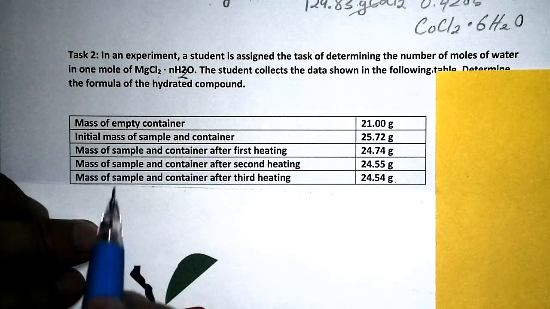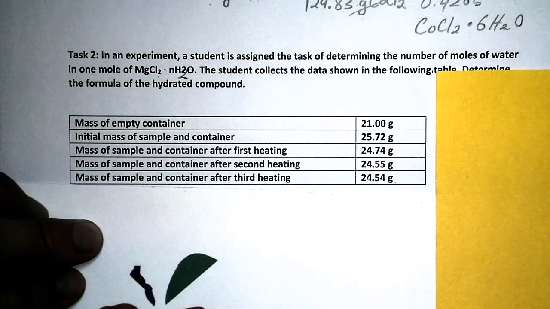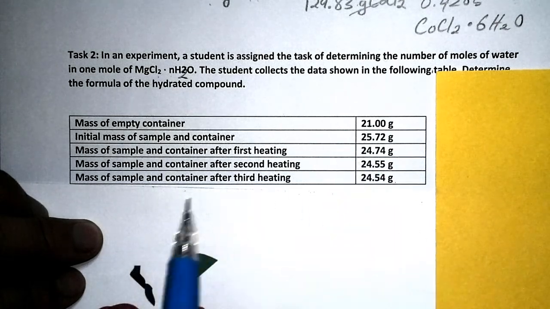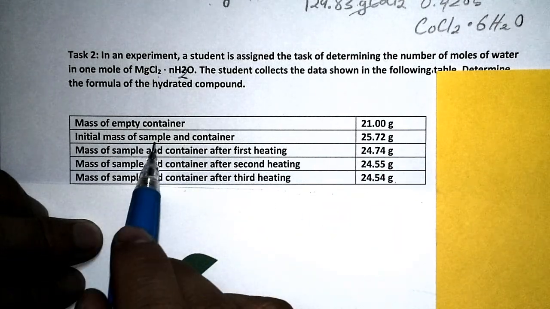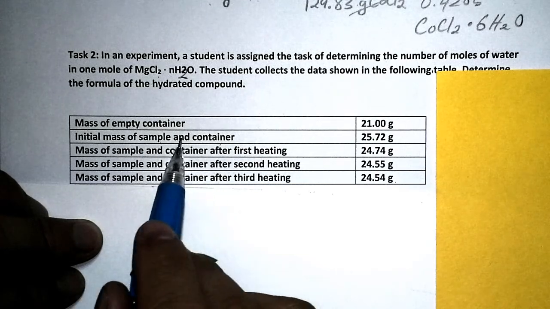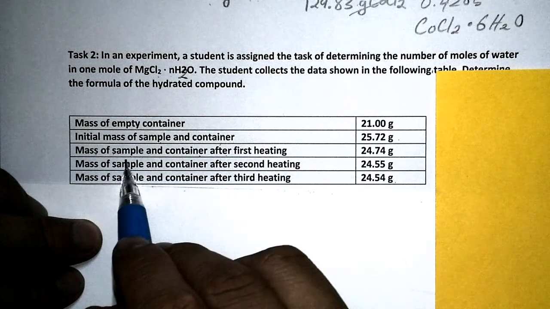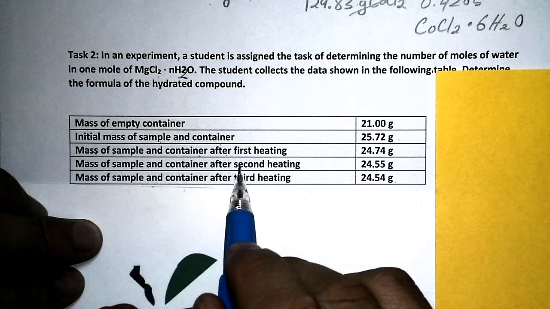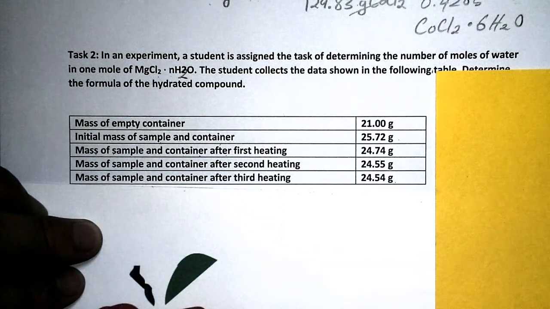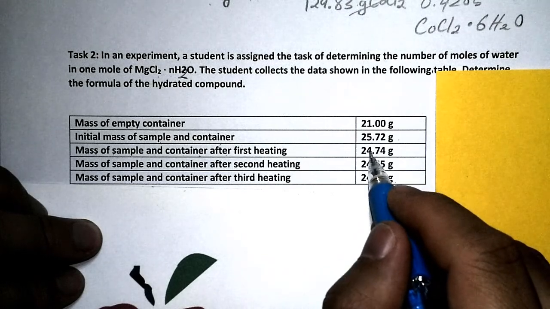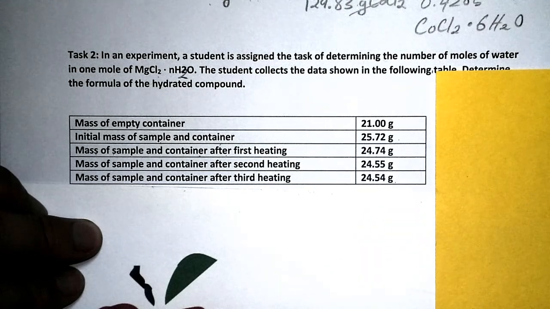First of all, we have an empty container, which is the tray that we contain the hydrate in, and we get the mass for it. Then we get the initial mass of the sample and the container, which is the hydrate and the tray. Then we have the mass of the sample and the container after the first heating. So we heat it and then we weigh the container with the hydrate. But notice how the mass decreased. From 5 to 4, that tells you that the water has been driven off.